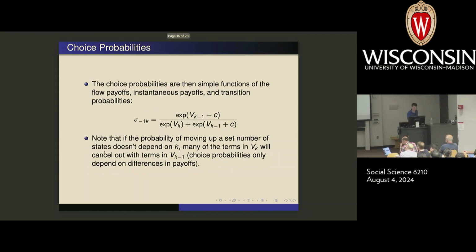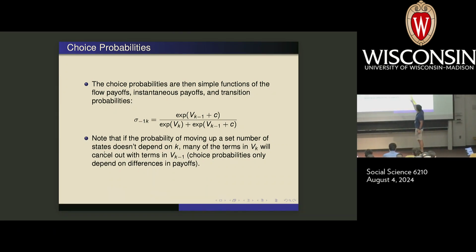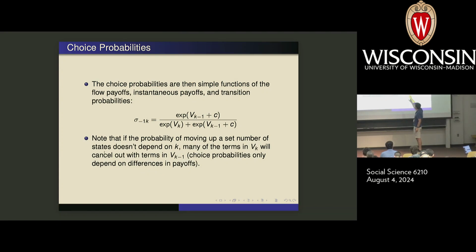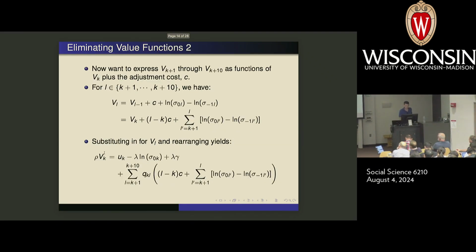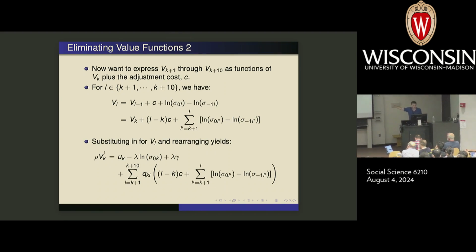All right. So in terms of estimation, choice probabilities and simple functions of the flow payoffs, instantaneous payoffs, and the transition probabilities. So probability that I'm going to decrease the state, we've got the VK minus 1, plus I have to pay the cost. And then EXP of just doing nothing, which is staying in state K. And this is why I was saying that things may actually simplify quite a bit when you take those differences between VK minus 1 and VK. So all you're going to do is substitute all that stuff in. If choice probabilities are estimated in the first stage, you're set. Okay?